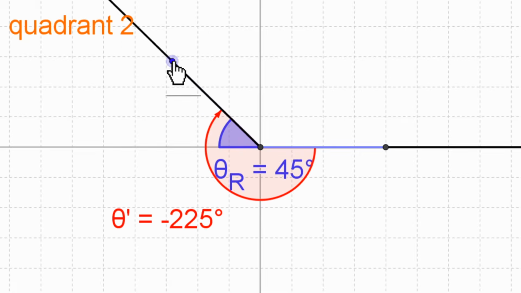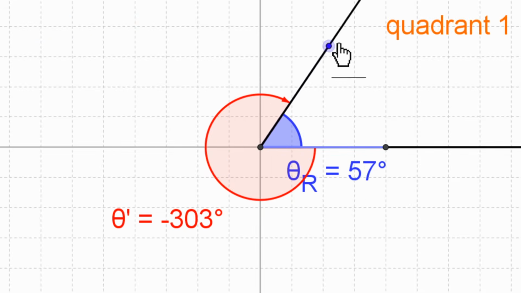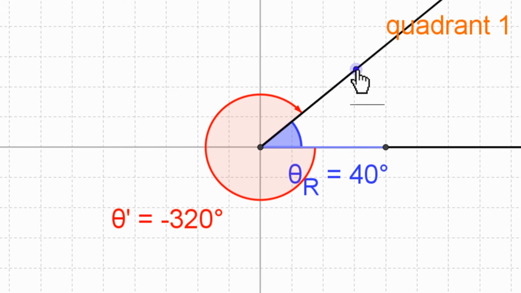Up here, same story. Let's stop there. 230 degrees. Here you have to go back to get to the x-axis, because that's the closest way. If this is 180, then that is 50 in there. And then if we go all the way over to here, stop somewhere there. If you've got negative 320, well, you're going to need 40 more to get to there.